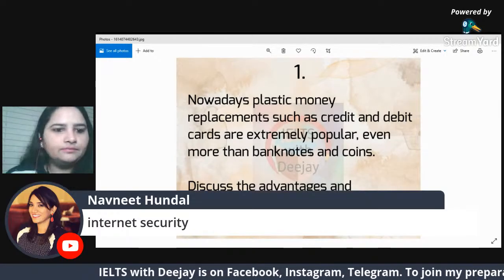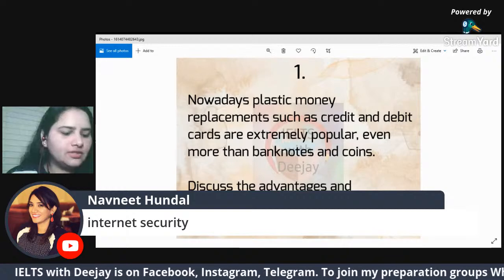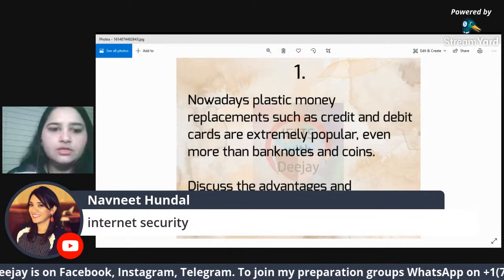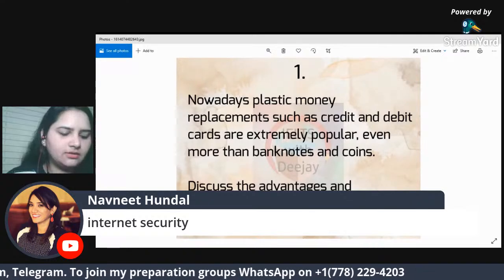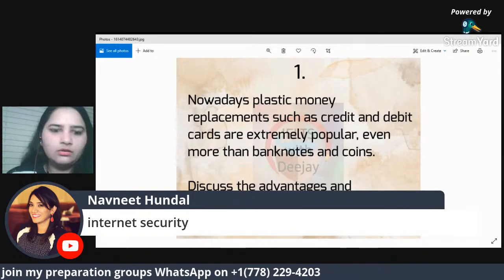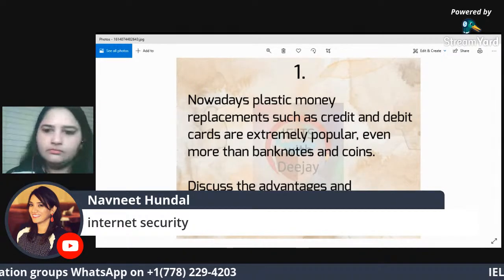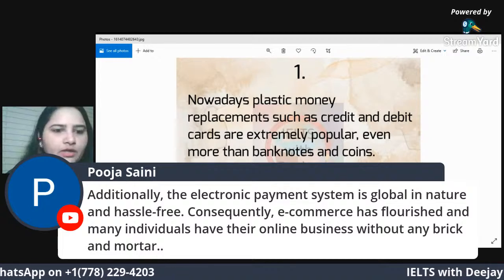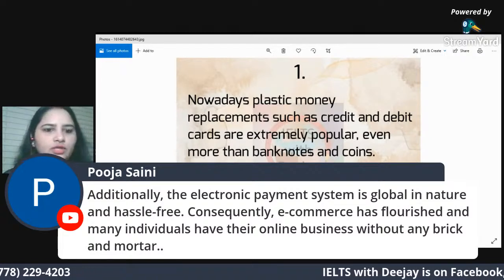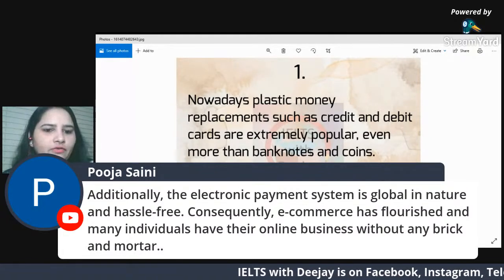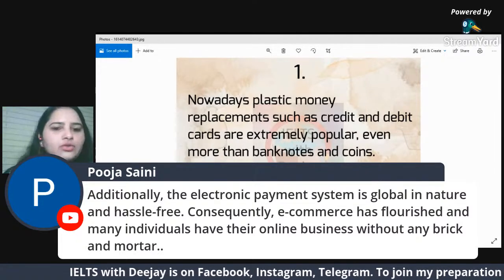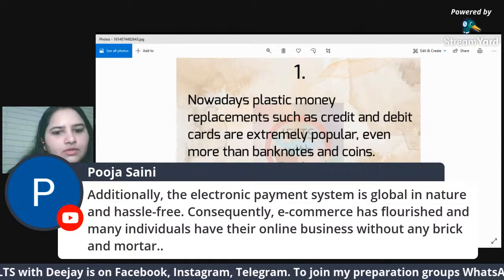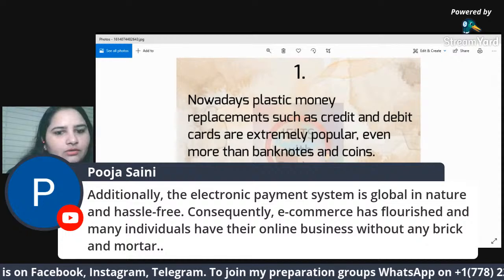Internet security. So what do you want to say? Is it a positive thing or a negative thing? You haven't written a complete sentence. Additionally, the electronic payment system is global in nature and hassle-free. Consequently, e-commerce has flourished and many individuals have their online business without any brick and mortar.